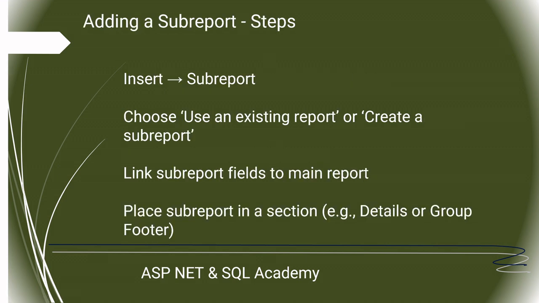To add a sub-report, go to the Insert menu, choose Sub-report, and either create a new one or insert an existing report. Make sure to link related fields between the main report and sub-report.